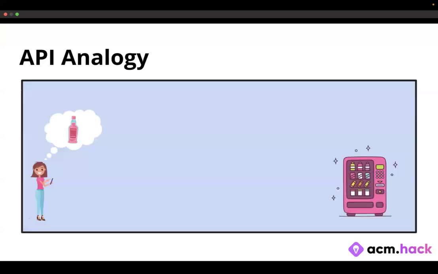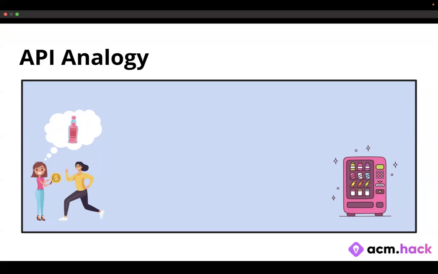So let's go back to our vending machine analogy. Let's say you're the client again, but for some reason you're too lazy to go get your drink from the vending machine. Like it's too far or you've got homework. So you can actually enlist the help of an API. Let's say that that's your friend.